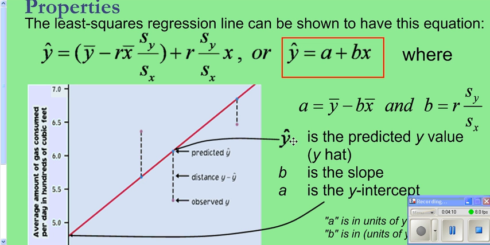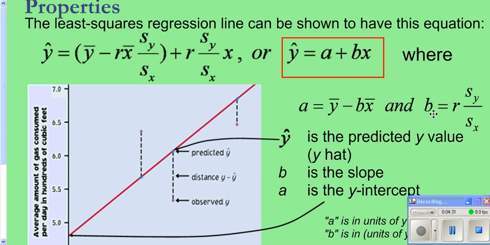Now, here, if you're overly interested in doing it all by hand, here are the formulas for figuring out your equation for your least squares regression line. Now, in the context of this problem right here, your a is the average of the y's minus your b times the average of the x's.